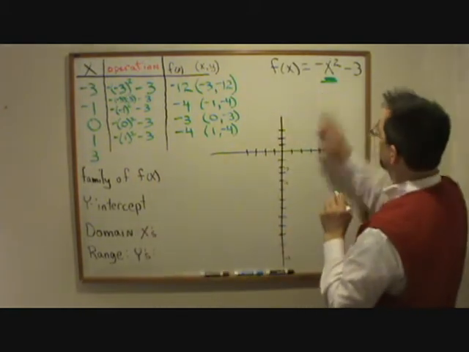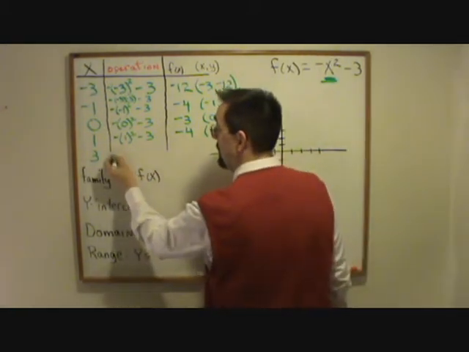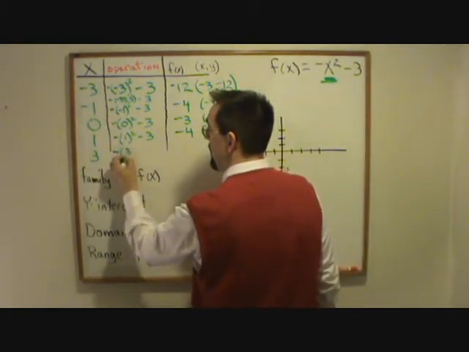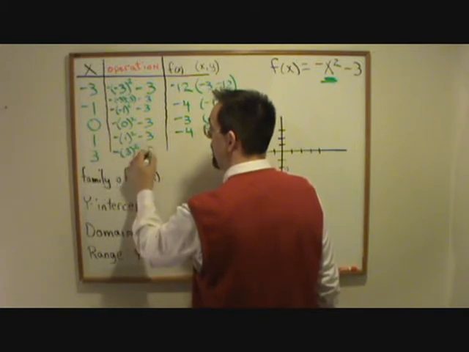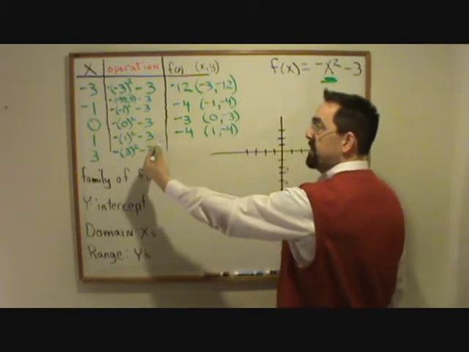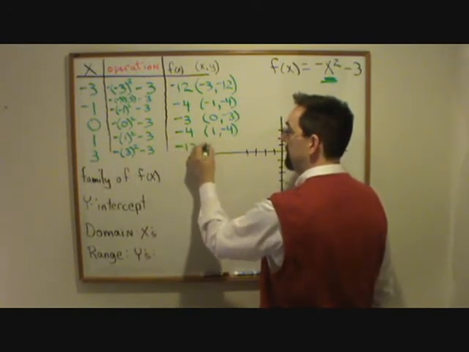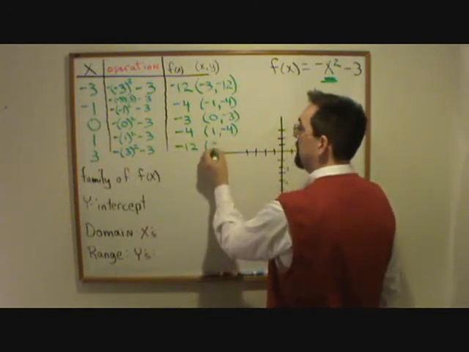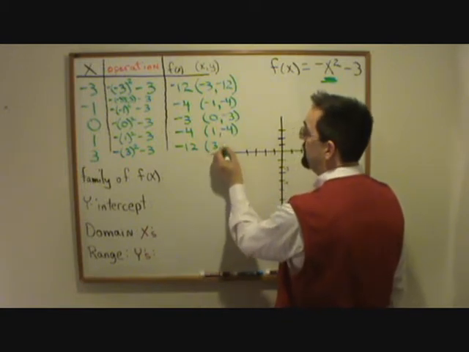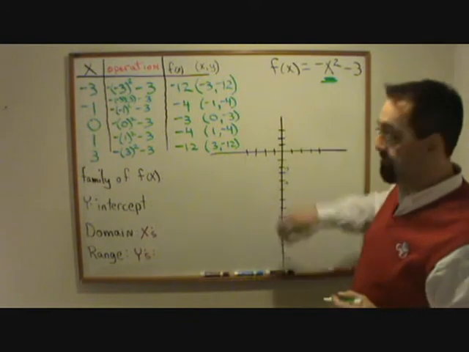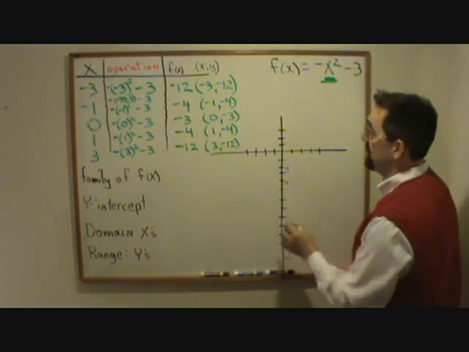And our last value. Let's plug in a +3. So minus a +3 squared minus 3. 3 times 3 is 9. So -9 minus 3 gives us a -12. Our final coordinate point will be 3, -12. Let's take these 5 points and see what kind of a shape we end up with.